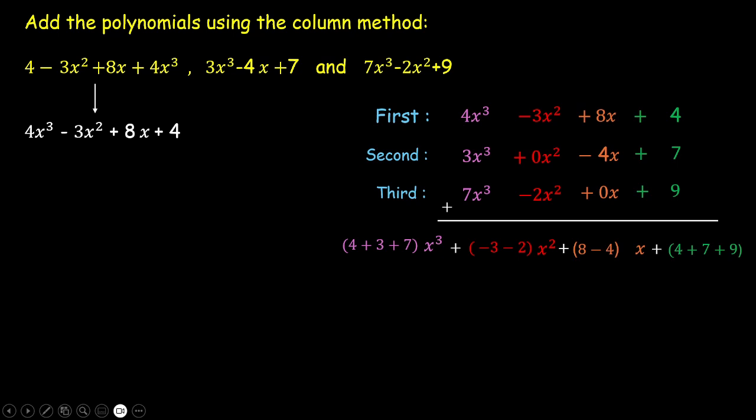So this is 7 + 3 is 10, 10 + 4 is 14x³, plus minus 5x², plus 8 − 4 is 4x, plus 7 + 4 is 11, plus 9 is 20. So we get 14x³, plus minus is minus, −5x² + 4x + 20.